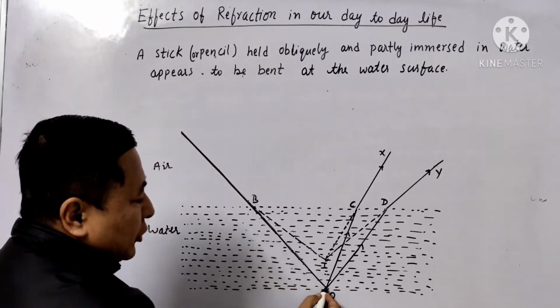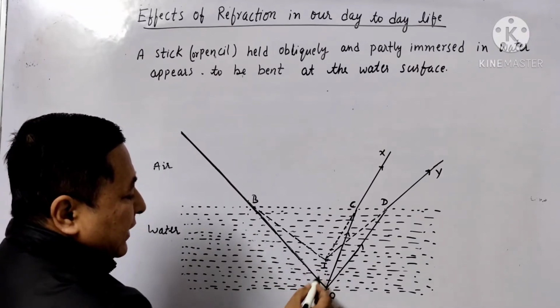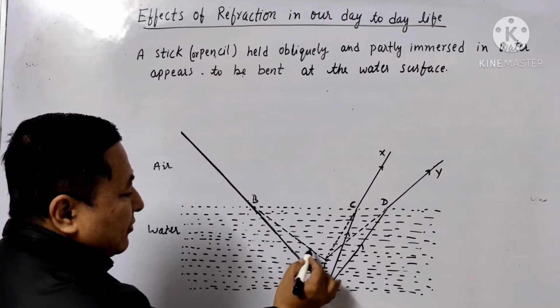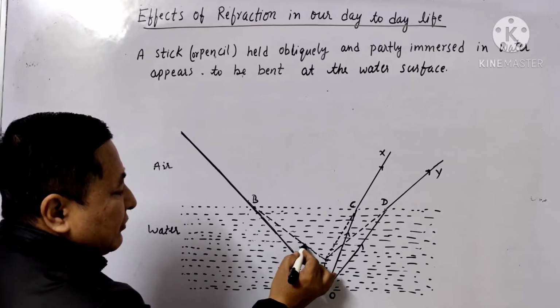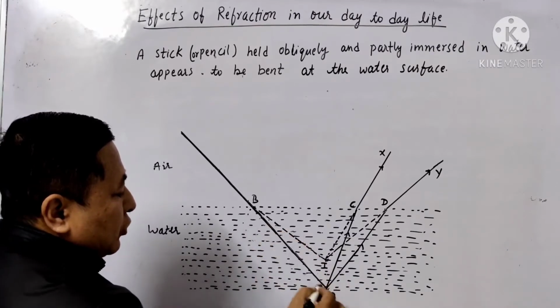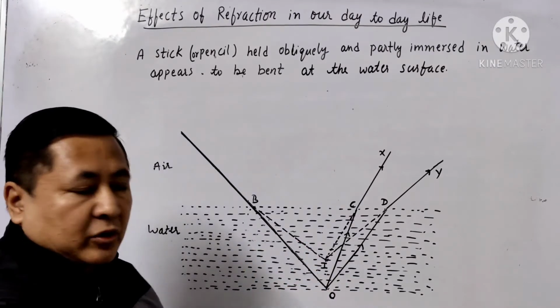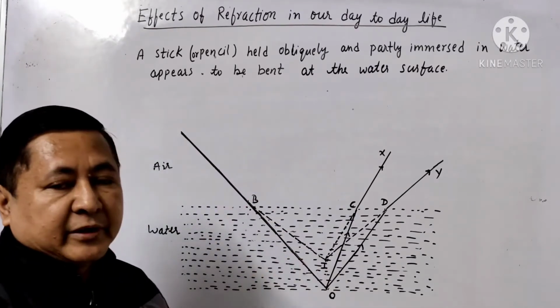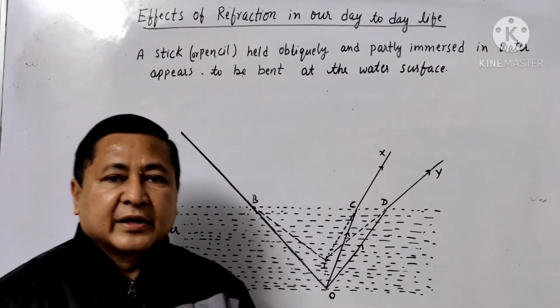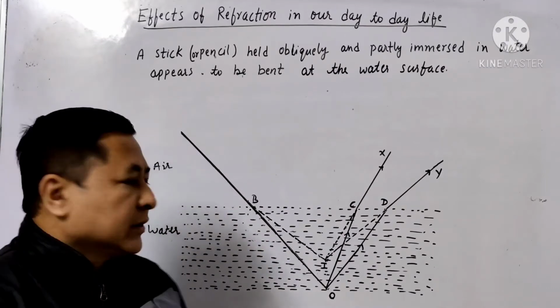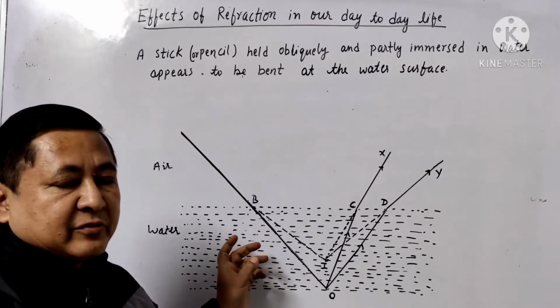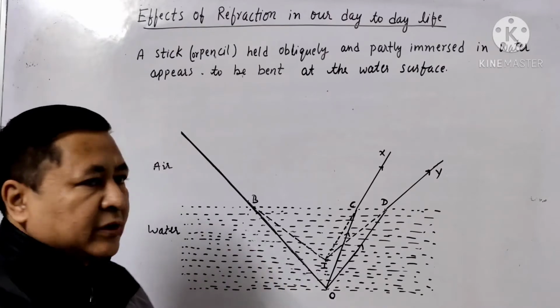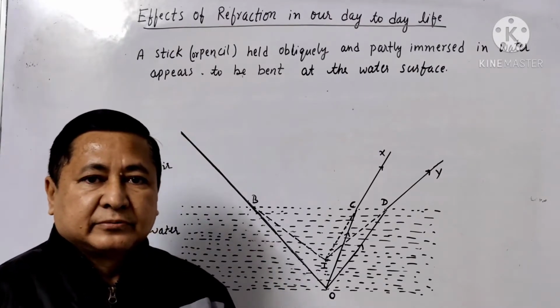So the image of this point O is formed here. Likewise the image of this point will be formed here. Likewise the image of this point will be formed here. So the image of this whole stick, which is inside the water, will be like this. So it will appear to bend. So due to the refraction of light, this stick or pencil which is kept inside the water appears to be bent.